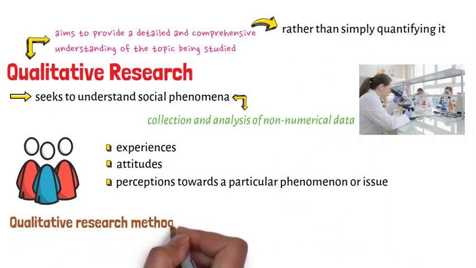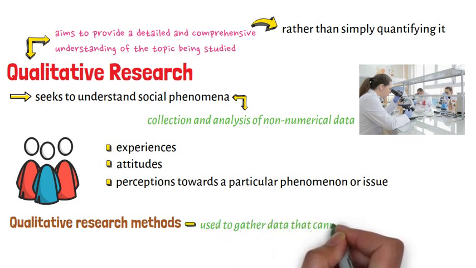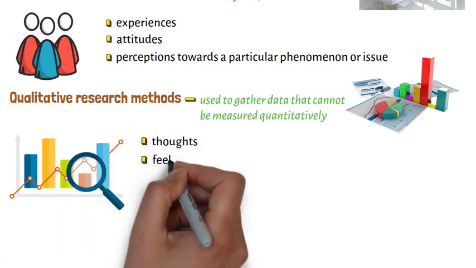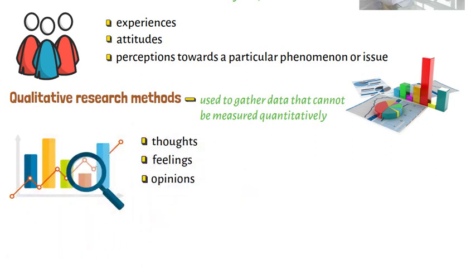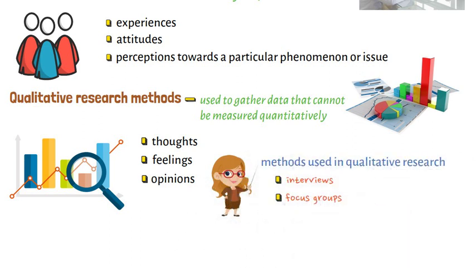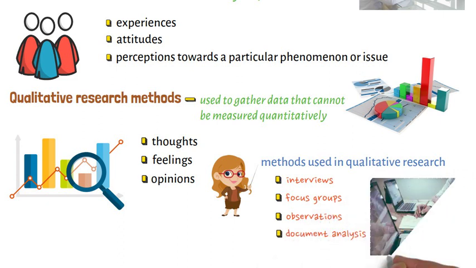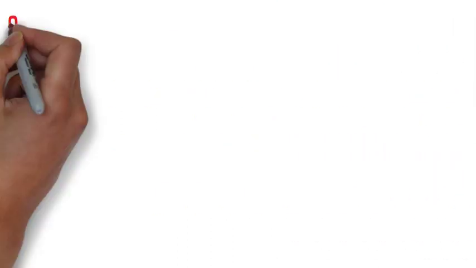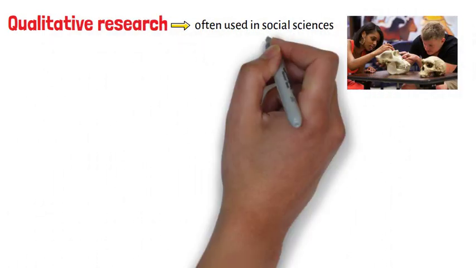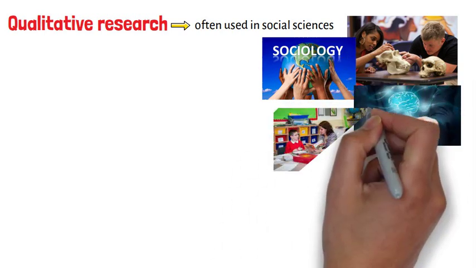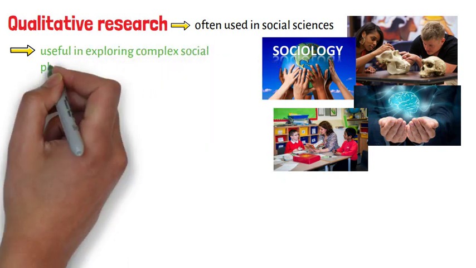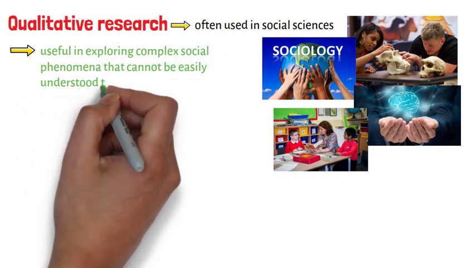Qualitative research methods are used to gather data that cannot be measured quantitatively. This includes data such as thoughts, feelings, and opinions. Common methods used in qualitative research include interviews, focus groups, observations, and document analysis. Qualitative research is often used in social sciences such as anthropology, sociology, psychology, and education. It is particularly useful in exploring complex social phenomena that cannot be easily understood through numerical data.